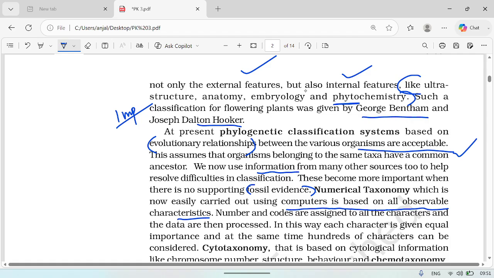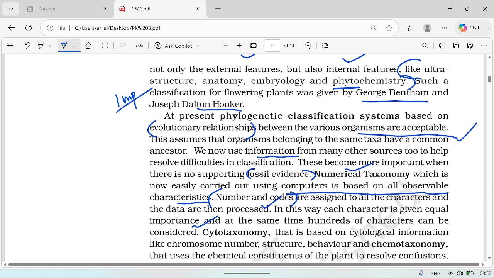Now numerical taxonomy is based on observable characteristics, and numbers and codes are assigned to all characters and the data are processed. So in numerical taxonomy, the numbers and codes are assigned. In this way, each character is given equal importance. At the same time, hundreds of characters can be considered.